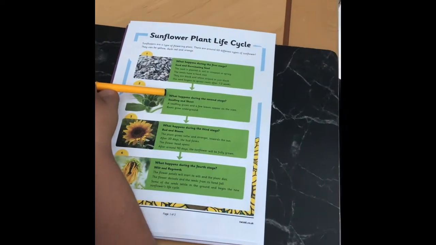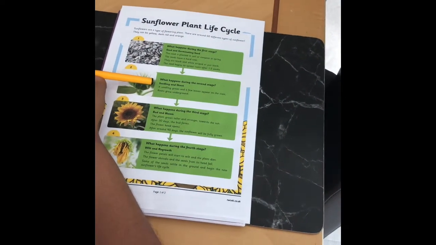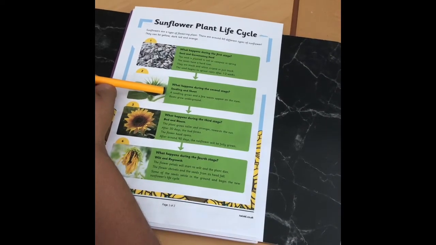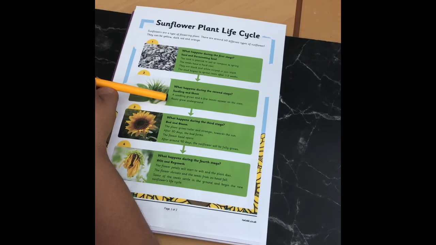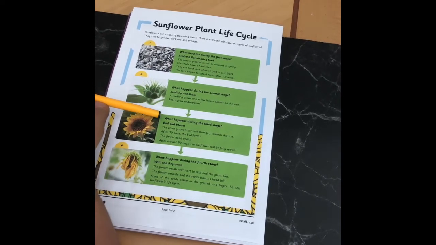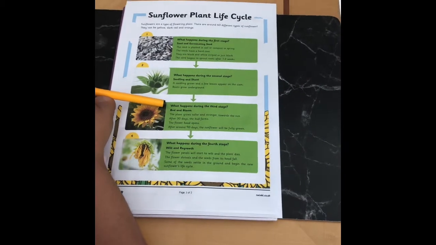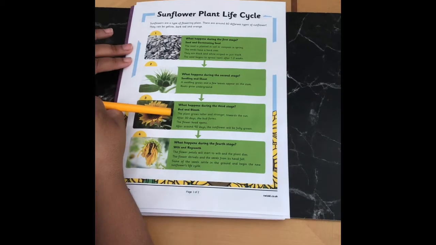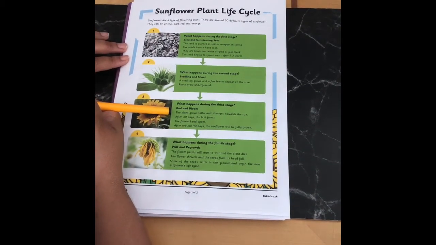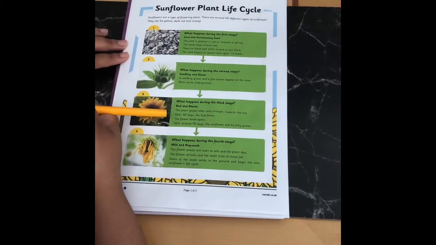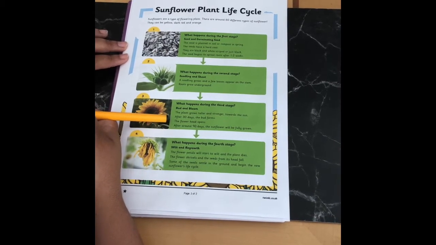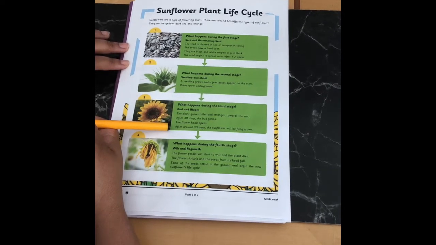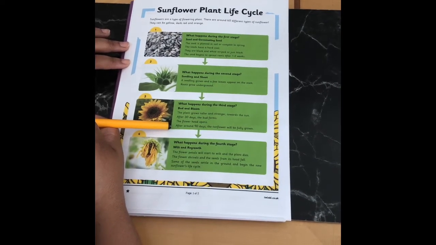What happens during the second stage? Seedling and shoot. A seedling grows and a few leaves appear on the stem. Roots grow underground. What happens during the third stage? Bud and bloom. The plant grows taller and stronger towards the sun. After 30 days, the bud forms. The flower head opens. After around 90 days, the sunflower will be fully grown.